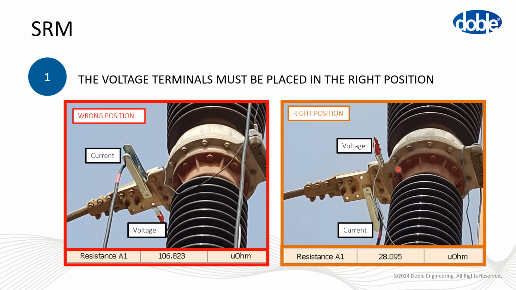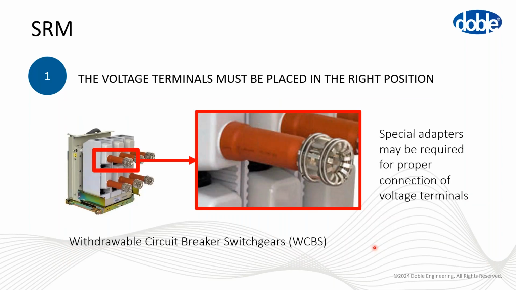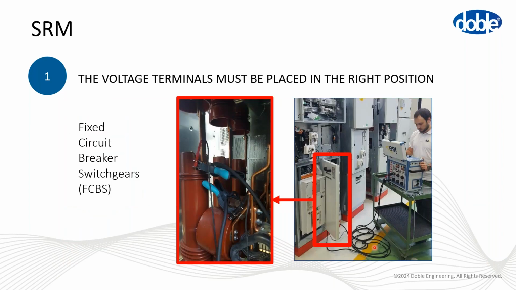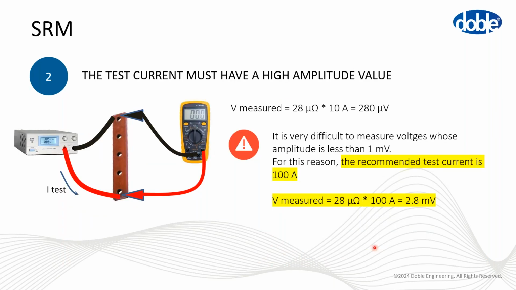In this example, it is a real testing. You can see the important one is the position of this voltage clamp. In this case, you can see that it is not close to the CB, and the result obtained is 100 micro-ohms. Just by changing the position closer to the breaker, you can obtain totally different results. Here are some examples of connection.